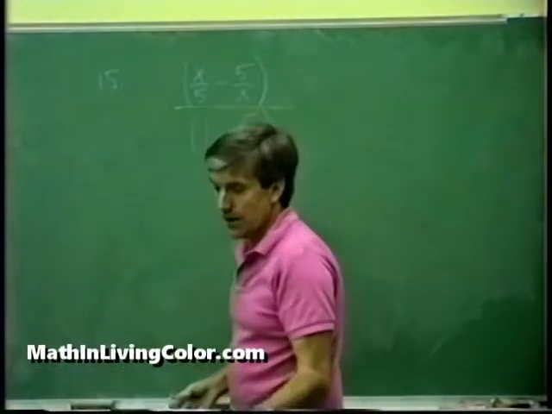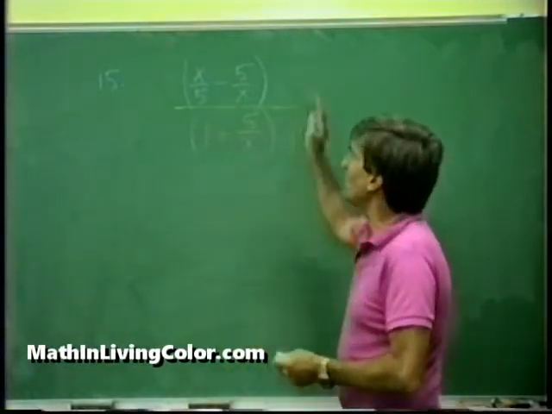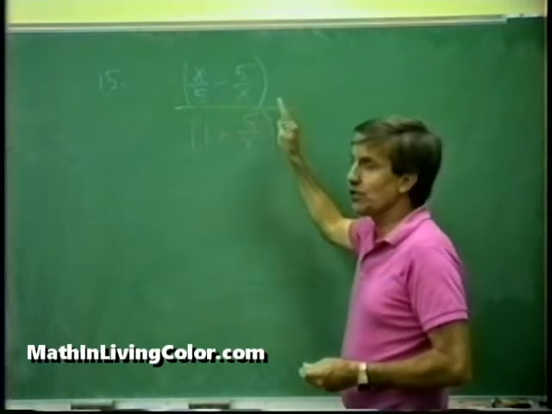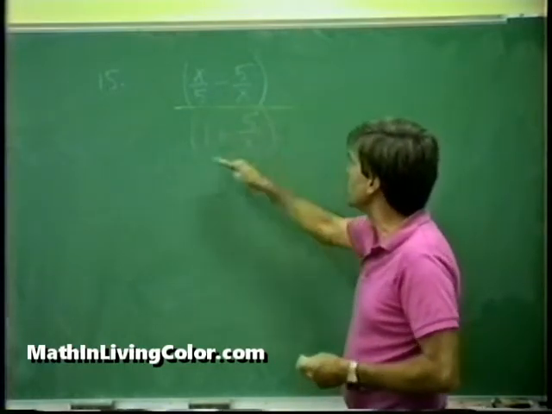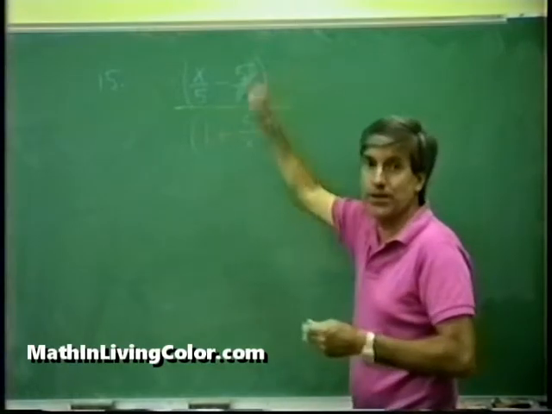Now, what I want to do is find the common denominator for the whole problem, which is, if you took all the fractions and all the denominators, numerator and denominator, what would it be? 5x is the total common denominator.